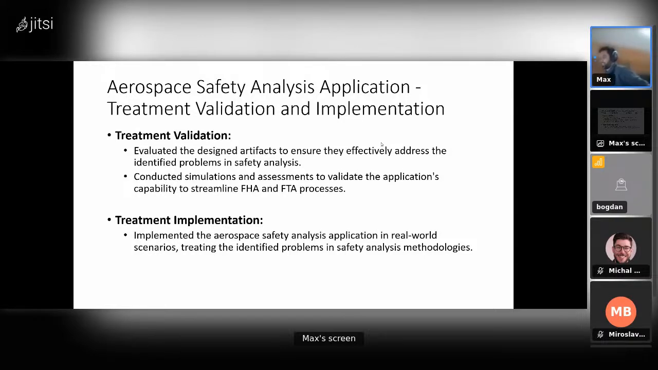Then you would have the validation and implementation part. So you would evaluate the artifact to ensure that it's effective and identify problems in the safety analysis, and then you would conduct simulation and assessment to validate the application's capability to streamline FHA and FTA. Yeah, and really you would then implement it in a real-world scenario and see how it goes, and then of course you would get some feedback from your stakeholders.